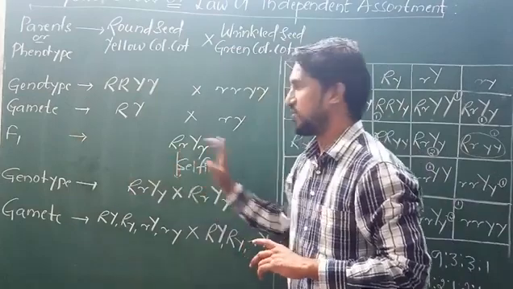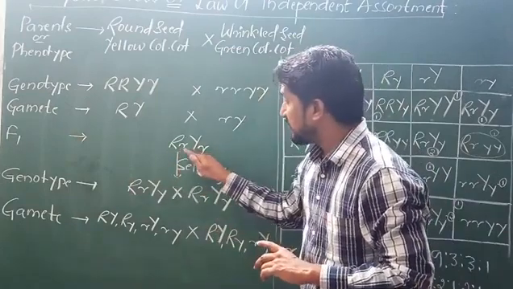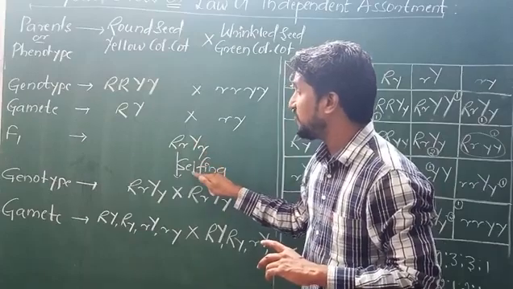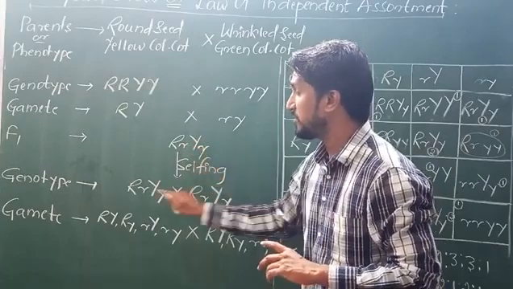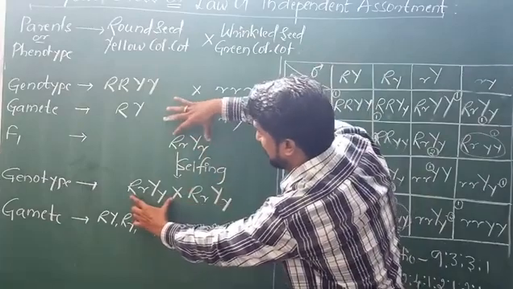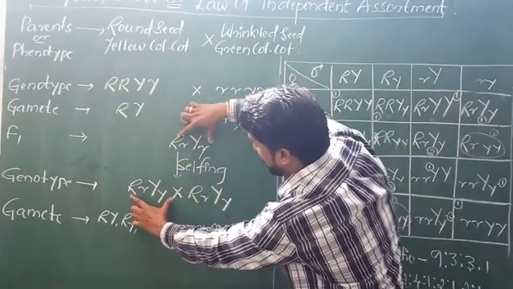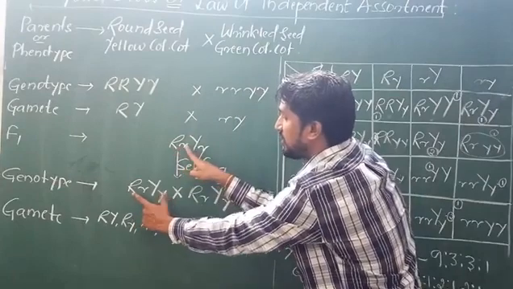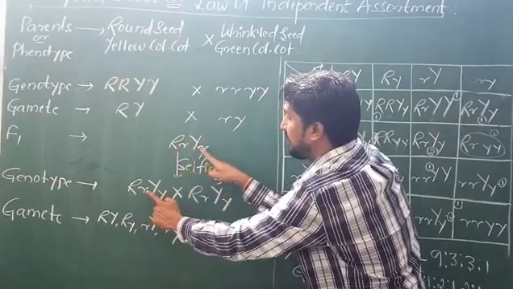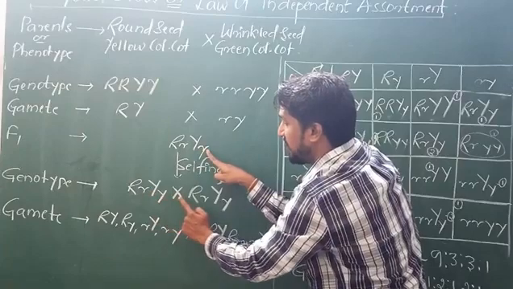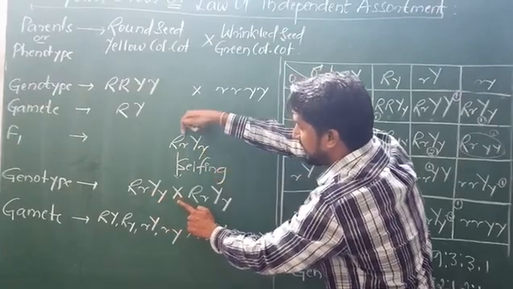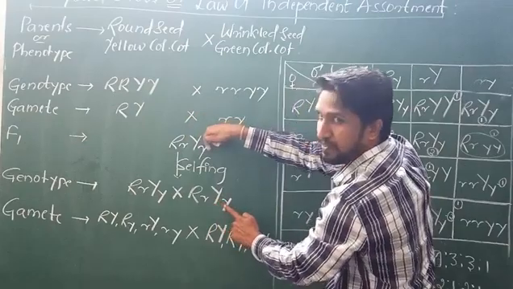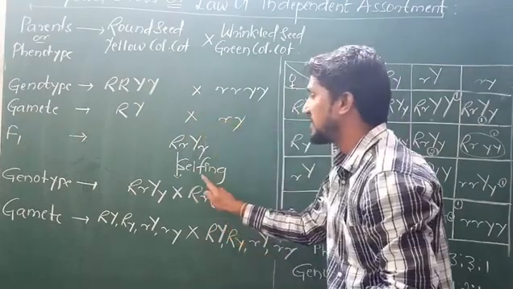F1 has been formed. The same capital R, small r, and capital Y, small y is selfed. Selfing means the same is crossed with the same. That is, capital R, small r, capital Y, small y is crossed with capital R, small r, capital Y, small y. Right? That is said to be selfing.